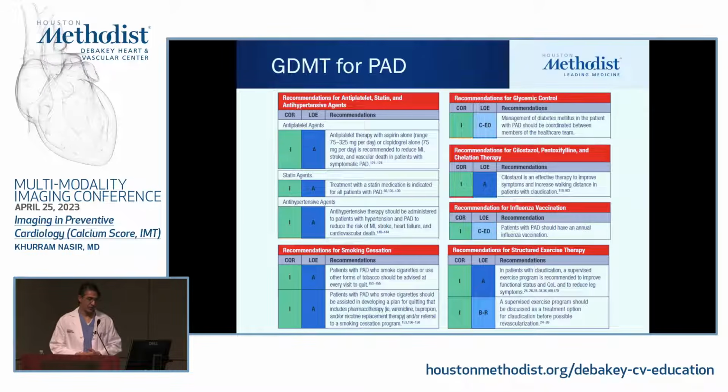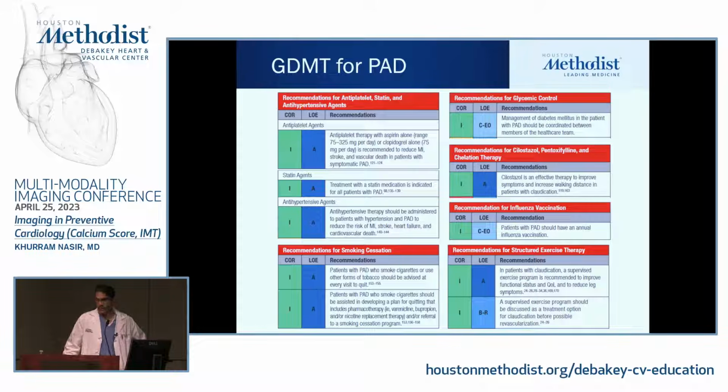All right, so we have now made the diagnosis of PAD in our patients using a combination of these tests, possibly. And what are the recommendations for goal-directed medical therapy? Really, to be honest with you, no surprise to the cardiologists in the room, your class 1 recommendations are antiplatelet therapy with aspirin alone or clopidogrel alone. For statin therapy, again, treatment with a statin is recommended.